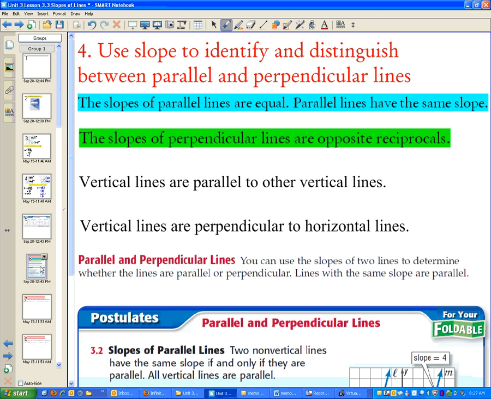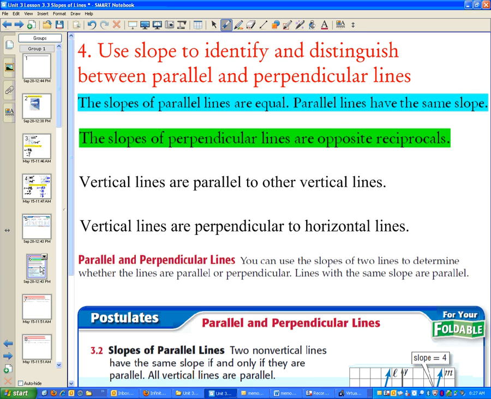So, if I tell you that two lines are parallel, you should conclude that means their slopes are equal. If I tell you that the slopes of two lines are equal, you should conclude that means they're parallel. Then the next sentence, the slopes of perpendicular lines are opposite reciprocals.